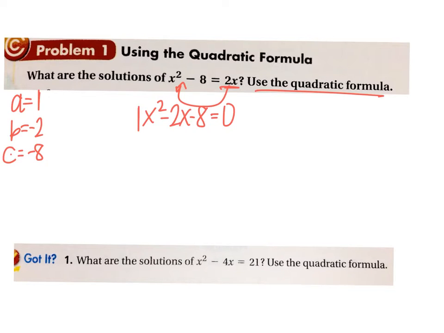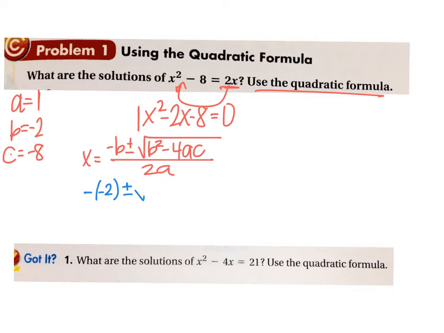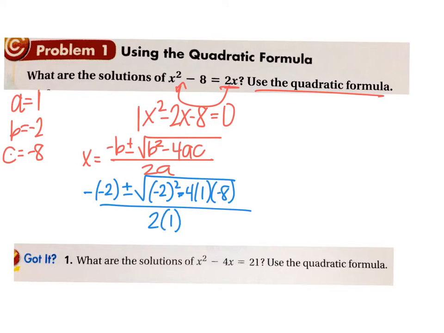So if we plug it into the quadratic formula, first let's write it. So we get x equals negative b plus or minus the square root of b squared minus 4ac over 2a. So everywhere I see a b, I'm going to put negative 2. Everywhere I see an a, I'm going to put 1. And everywhere I see a c, I'm going to put negative 8. So it's going to be negative 2 plus or minus the square root of negative 2 squared minus 4 times 1 times negative 8 all over 2 times 1.